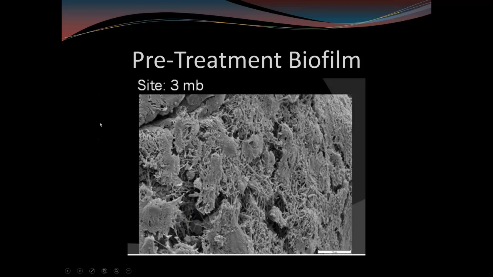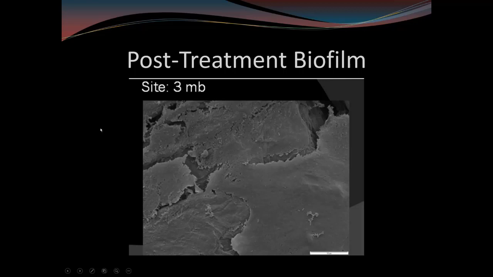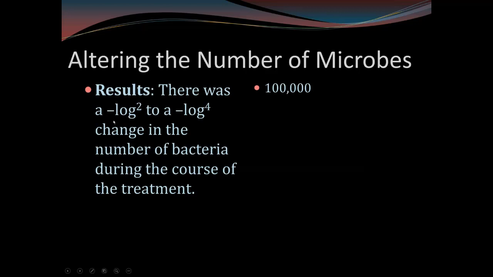What happens is the bacteria that are there before treatment are eradicated after treatment. And the only bacteria that exist on this slide, the scanning electron microscopy image, are only gram-positive bacteria that you find in healthy gum tissue. You don't need probiotics because the only bacteria that remain are the ones that help the healing to occur. You reduce the number of bacteria by log 2 to log 4.